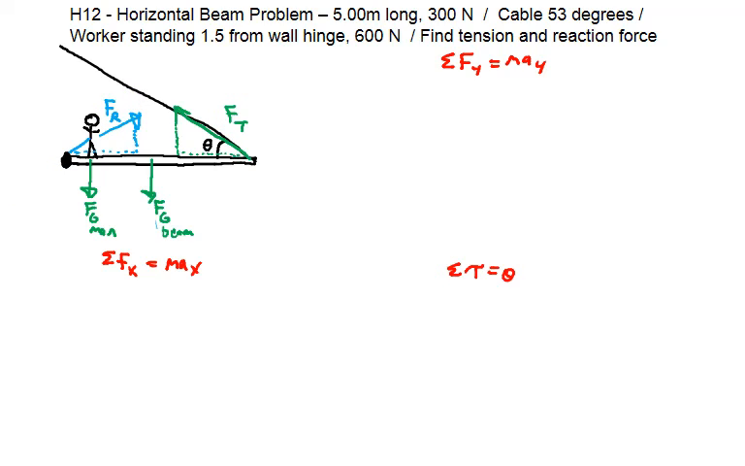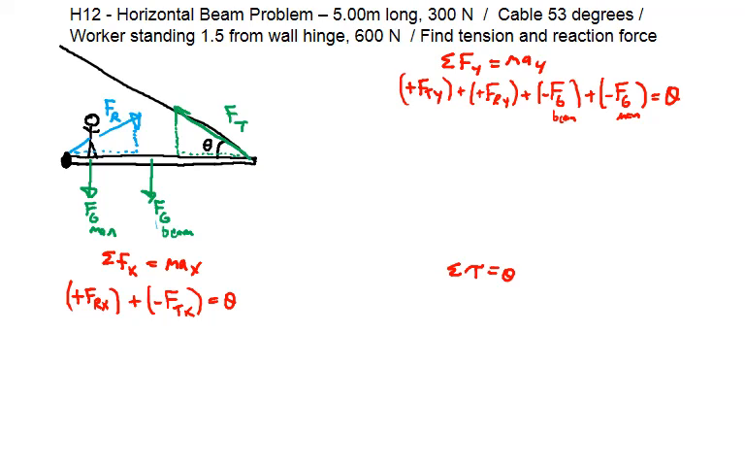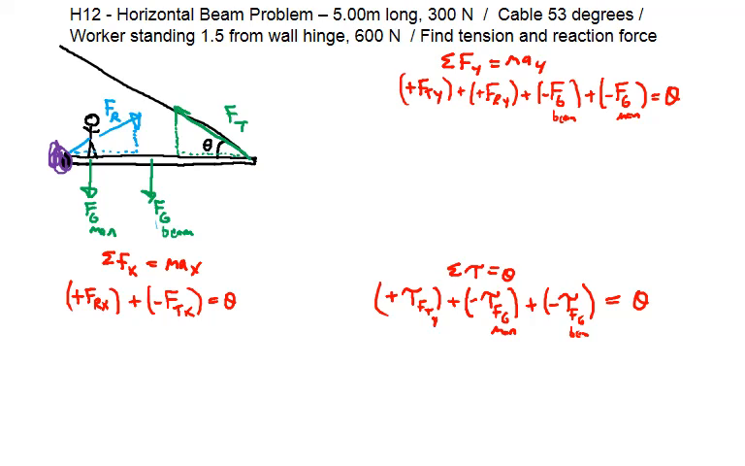Okay, so we break up our reaction force into X and Y. In the X direction, positive reaction force in the X plus the negative force of tension in the X equals 0. In the Y direction, we have the positive force of tension in the Y, positive reaction force in the Y, plus the negative force of gravity of the beam and the negative force of gravity of the man. And the torques. If we choose the hinge point over here, we have the positive F_TY, so tension is going to cause a counterclockwise rotation, so it's positive. The negative torque of the man is a clockwise torque, and the beam is a clockwise torque as well.